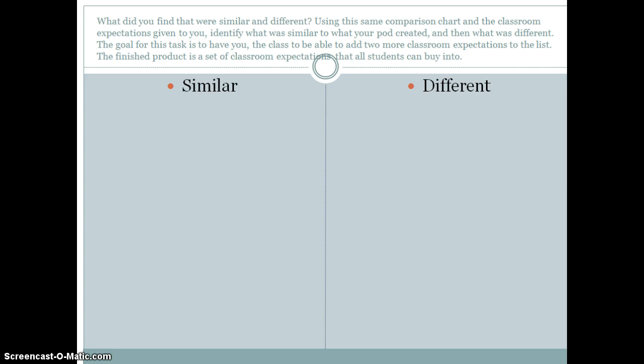Once again, using this same comparison chart and the classroom expectations that were given to you, I need for you to identify what was similar to what your pod had created and then what was different. The goal for this task is to have you, the class, be able to add 2 more classroom expectations to the list. The finished product is a set of classroom expectations that all students can buy into.